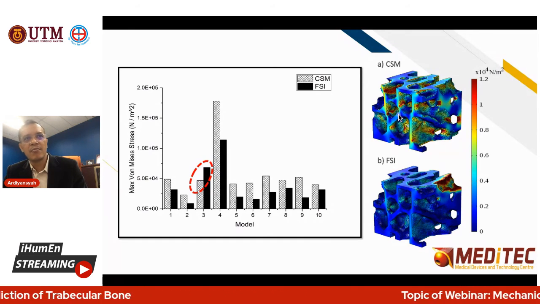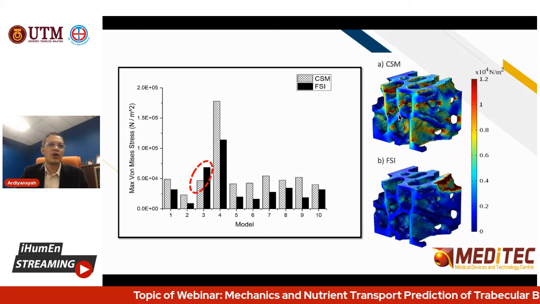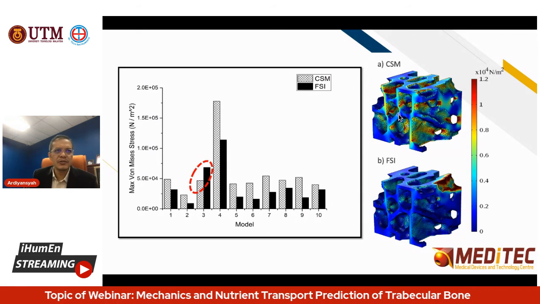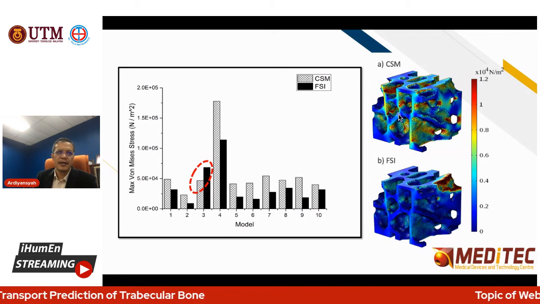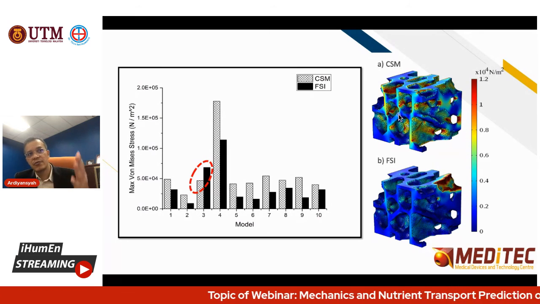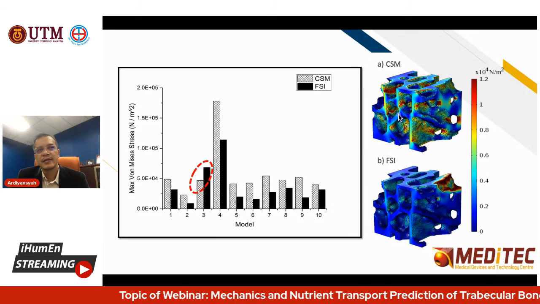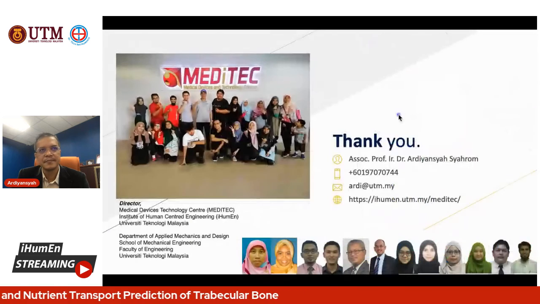Then this is the most important. If you want to predict the properties of the trabecular bones, if you have the model, then it is better to use the FSI approach. Then the result is more comparable with the experiment. Here you can check the difference between the fully compressed solid mechanics and the FSI.